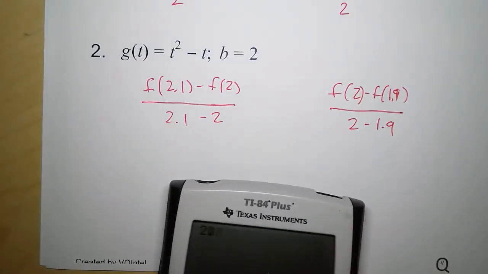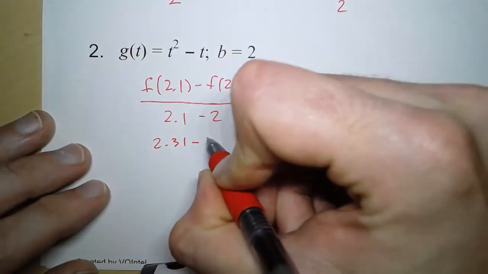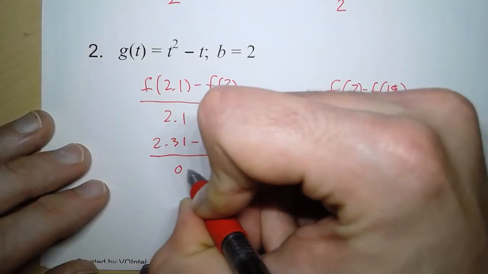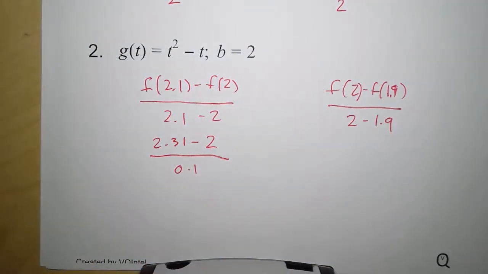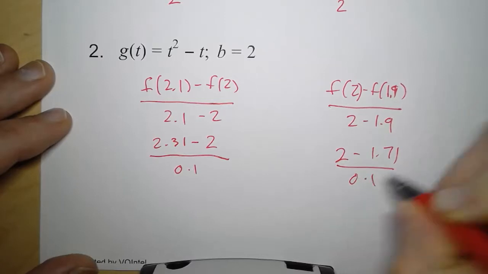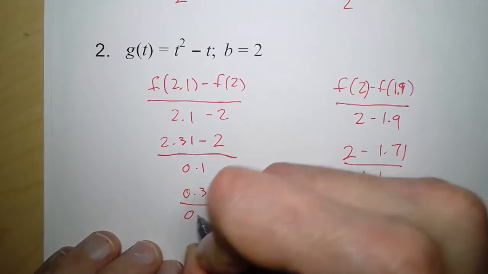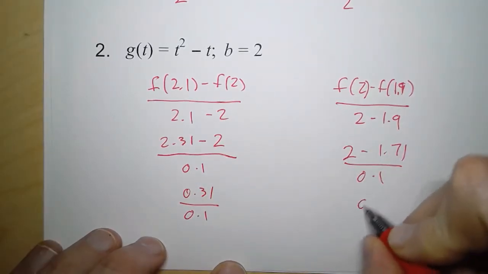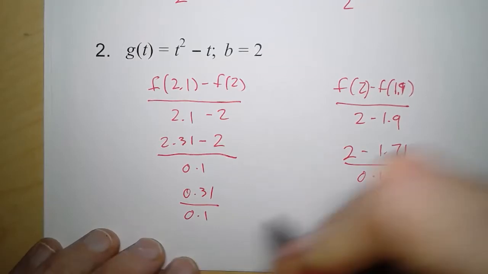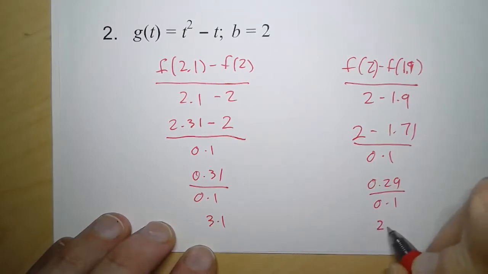So when we plug in 2.1, we get 2.31. Then we plug in 2, we get 2. When we plug in 1.9, we get 1.71. So when we find the difference here, it's 0.31 over 0.1, and here it is 0.29 over 0.1. So here the slope on one side is 3.1, and here the slope on the other side is 2.9.